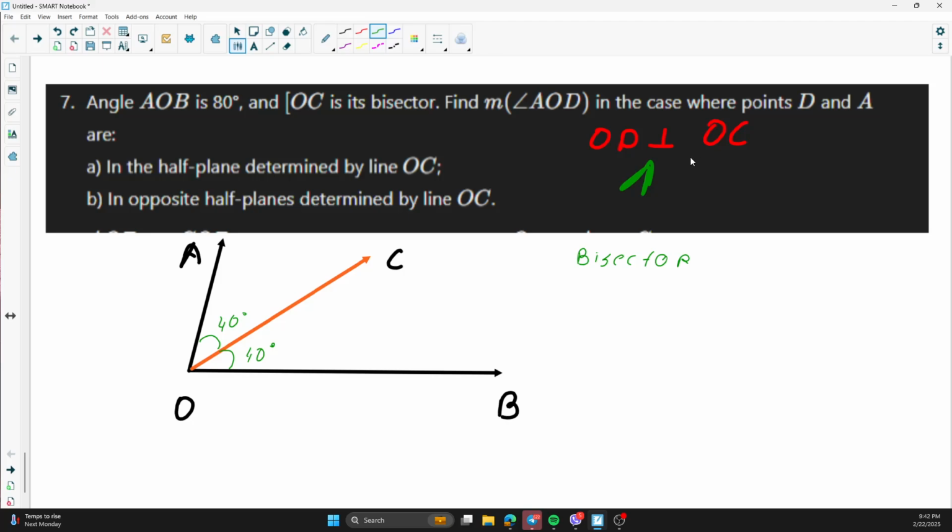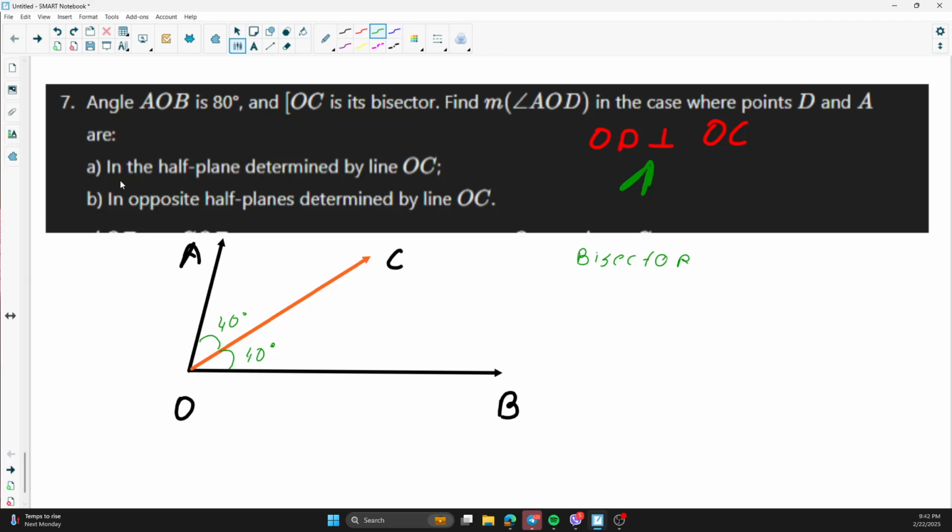What does perpendicular mean? How many degrees does it have? Perpendicular means 90 degrees.